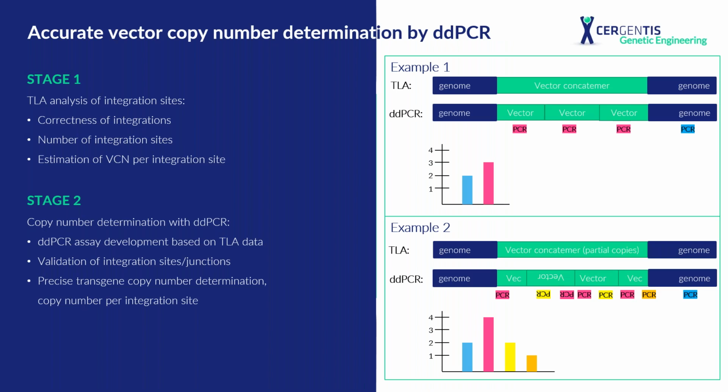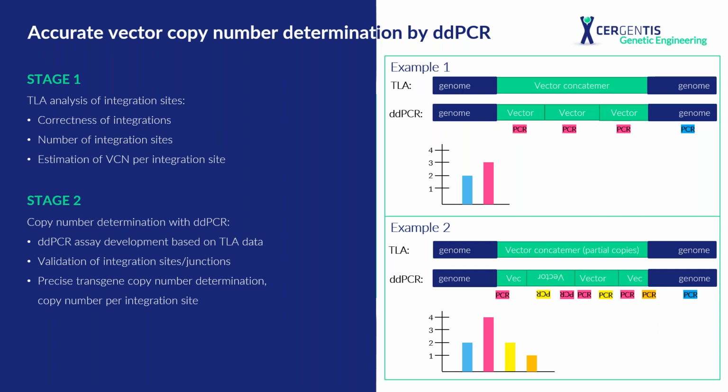So in order to answer those research questions, we coupled TLA-based analysis with ddPCR data. And we started with TLA analysis to determine specific location of integration sites, number of integration sites, and estimation of vector copy numbers. After the TLA analysis, we performed ddPCR assay, which was developed based on the TLA data. And using the ddPCR analysis method, we were able to validate integration junctions and precisely determine the vector copy number.